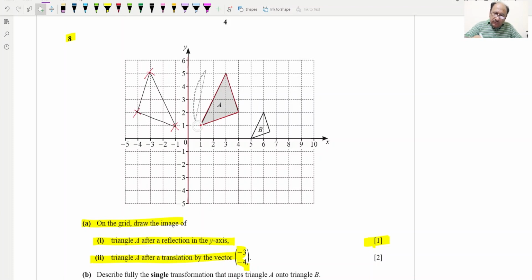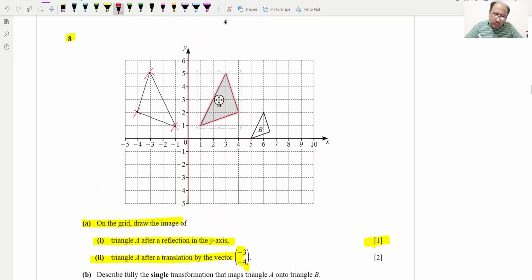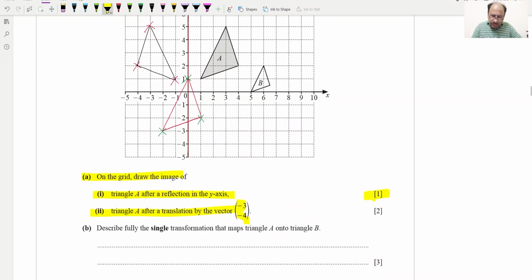So this one we will be translating 3 units to the left. So 1 unit, 2 unit and 3 units to the left, and then 4 units down. So 1 unit down, 2 unit down, 3 unit down and 4 unit down. Our answer will be this location. So it is translated. The new location we can indicate by the marks. So these are the new locations. So this is done.